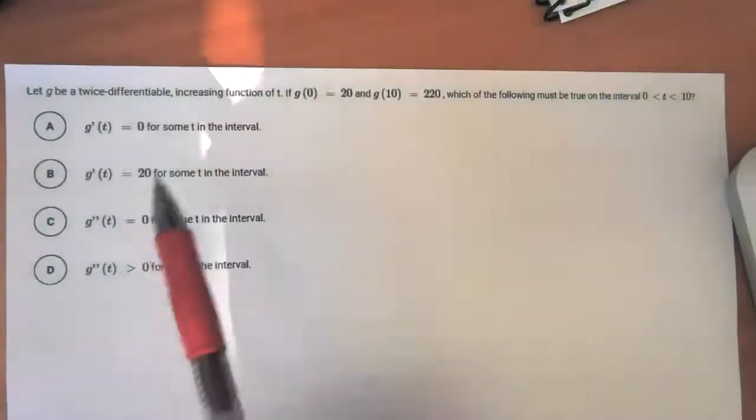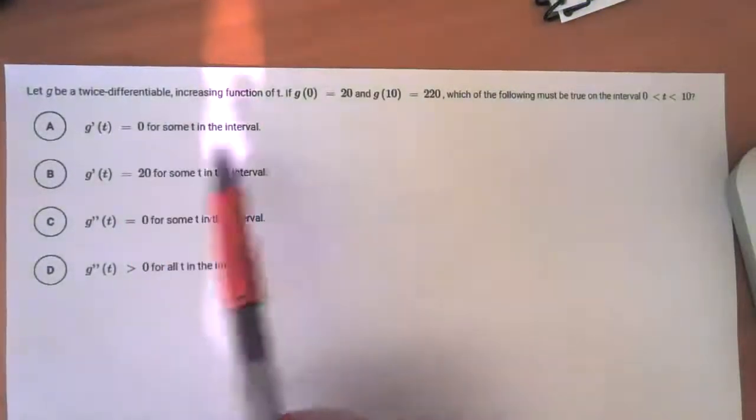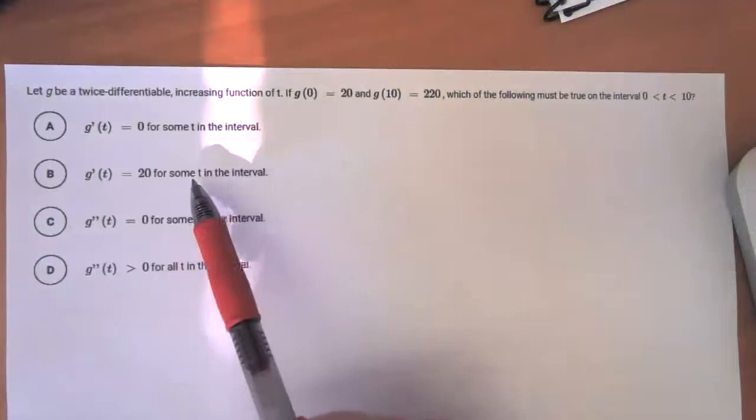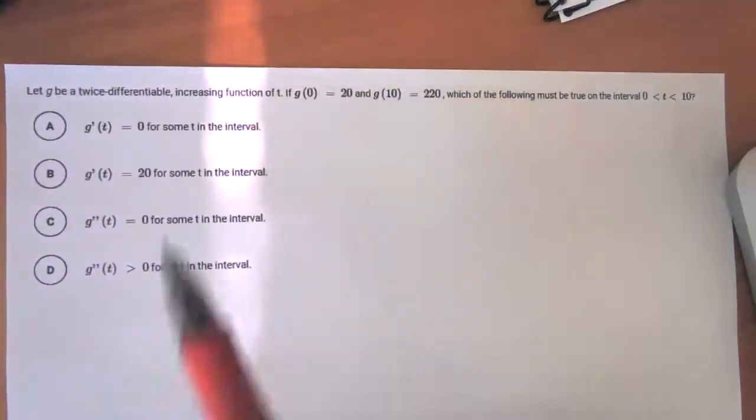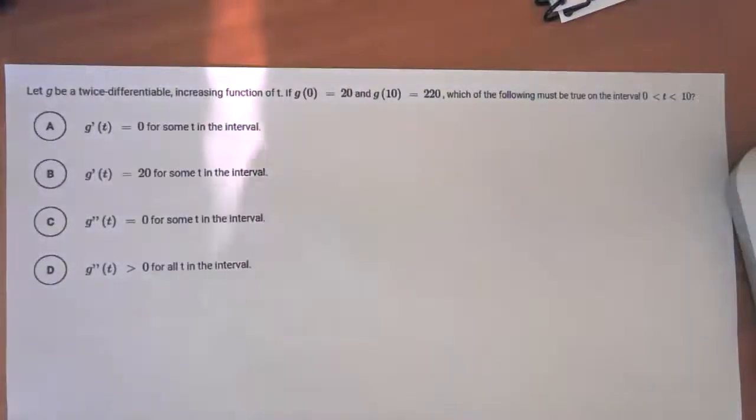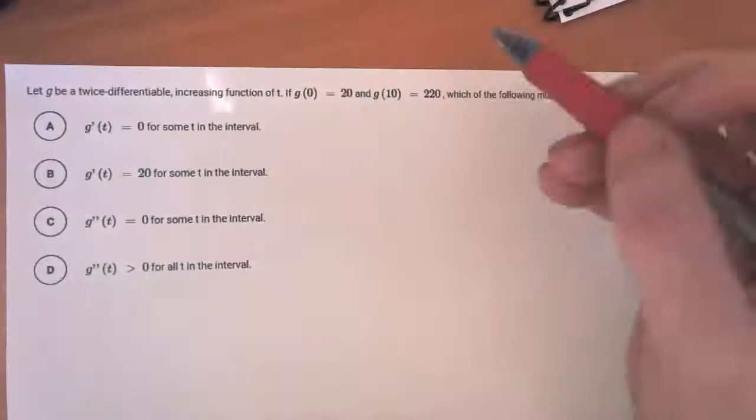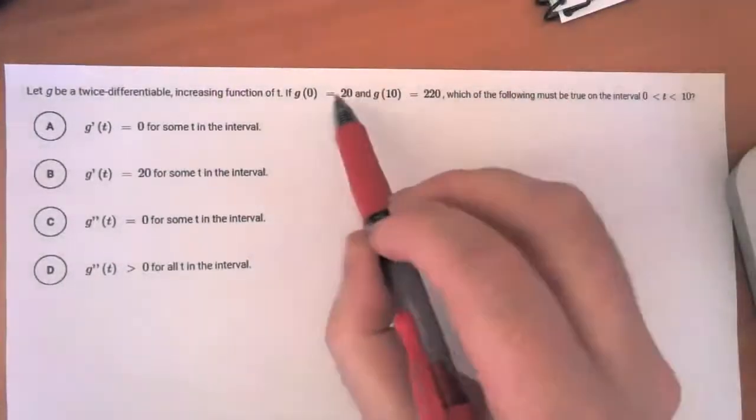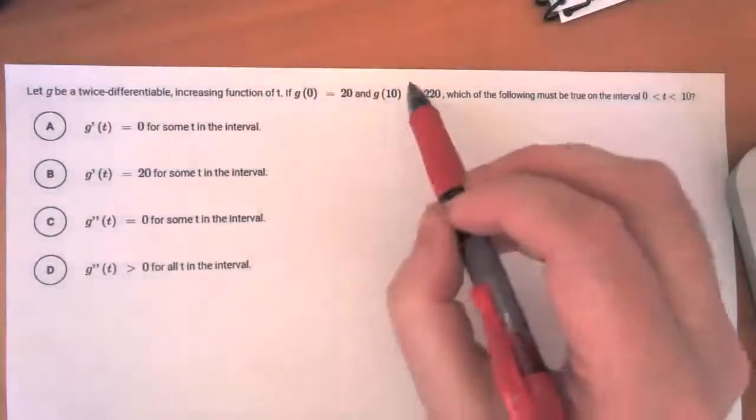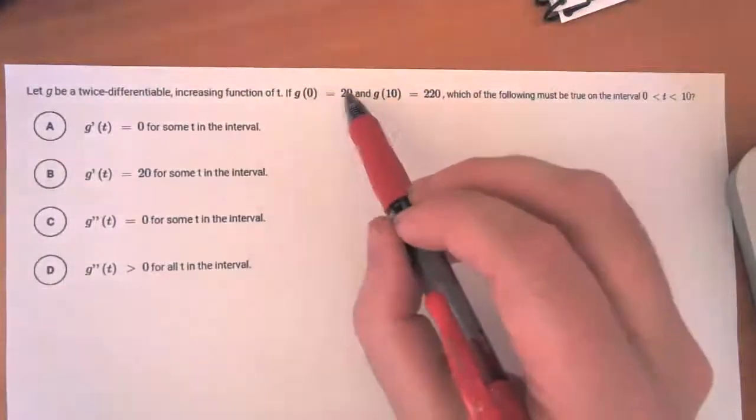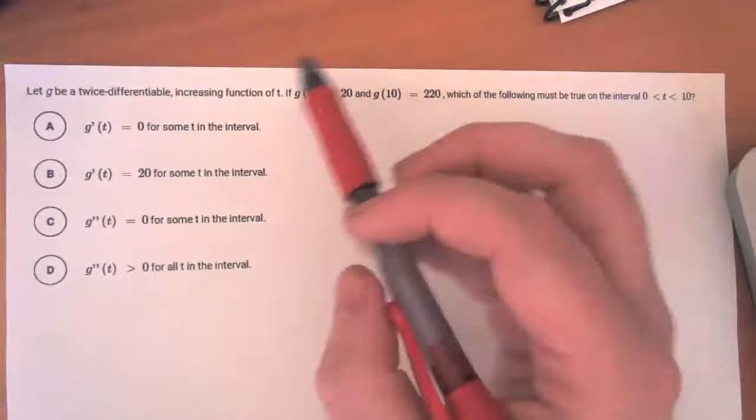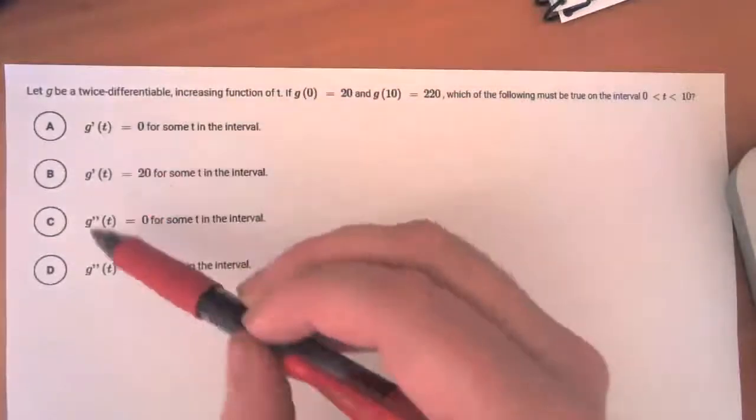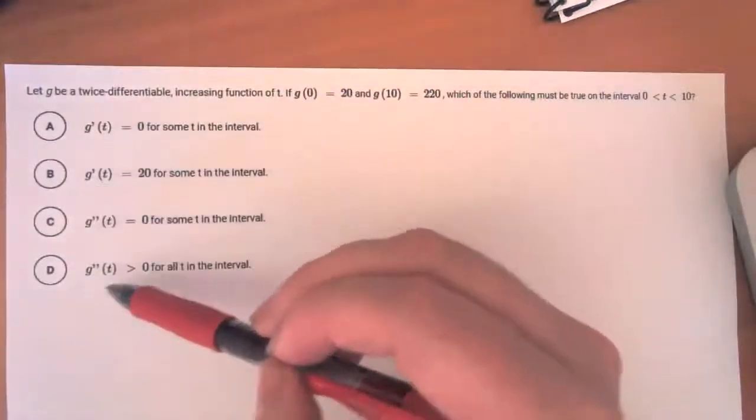And so whenever you're looking for something being true of some t in an interval where you know the values of the endpoints, there are only two possible things that can come up. There is the intermediate value theorem, which means that g has to have every value between 20 and 220 over its range, which none of these are true because these are talking about the first derivative and the second derivative.